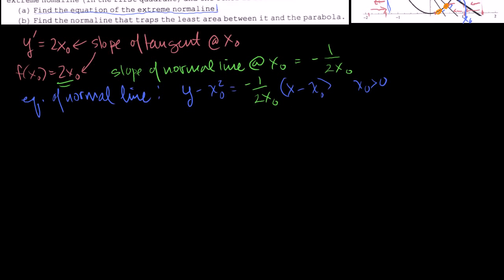And let's solve it explicitly in terms of x. So y is a function of x. Well, if I add x naught squared to both sides, I get y is equal to, actually let me multiply this guy out.